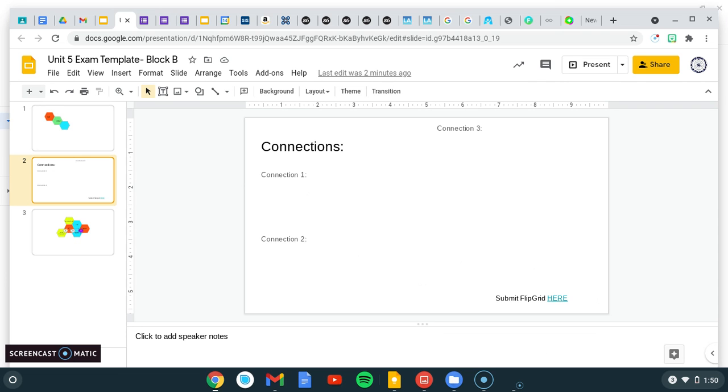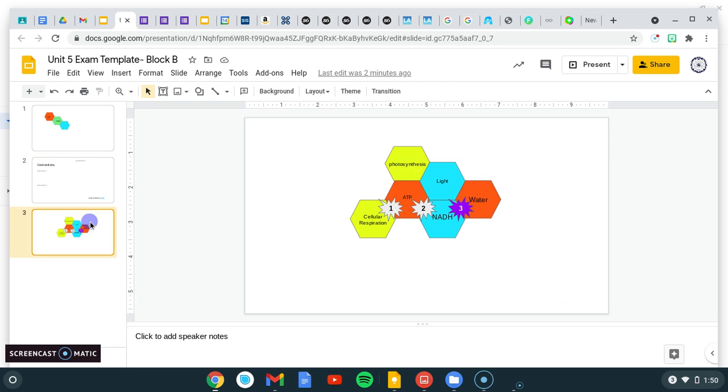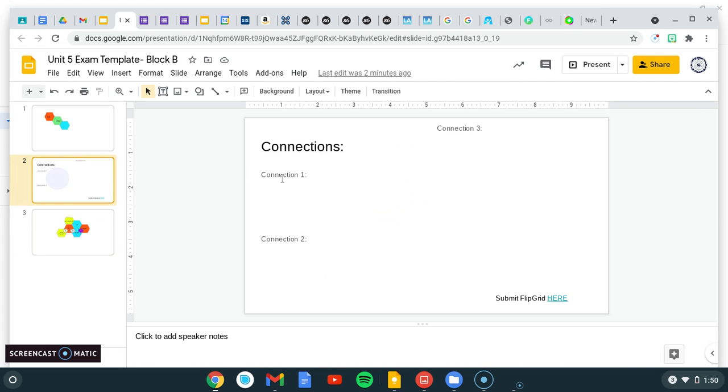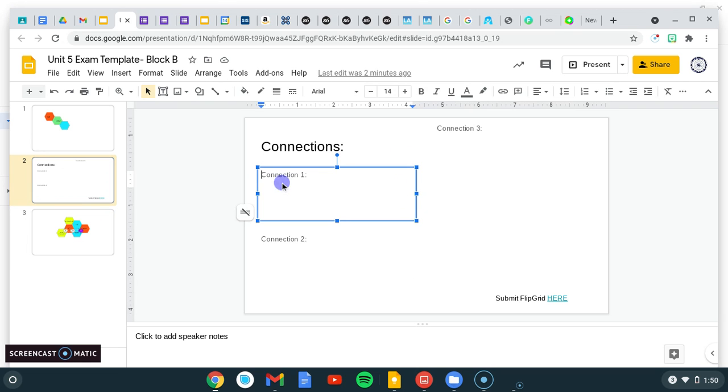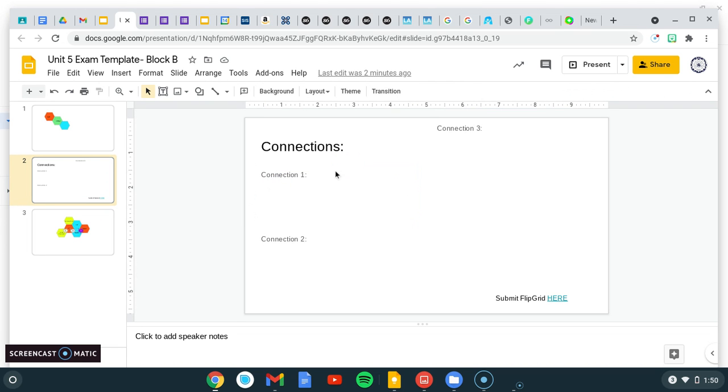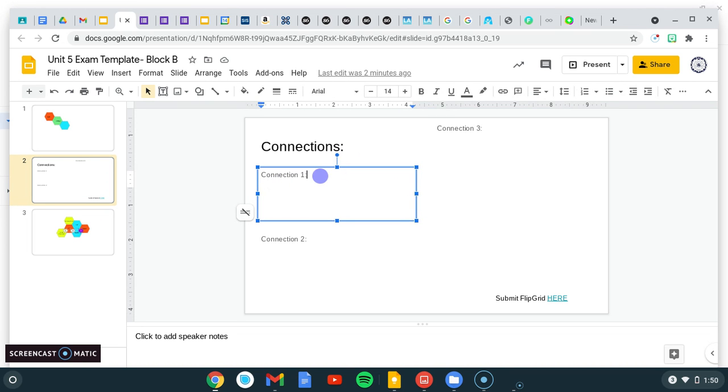The claim is easy. So the claim is that these two terms are connected. So for example, if I was going to do cellular respiration and ATP, I might say for my claim, for connection 1, cellular respiration and ATP are connected. That's a great claim. What is some evidence we have that we're connected?